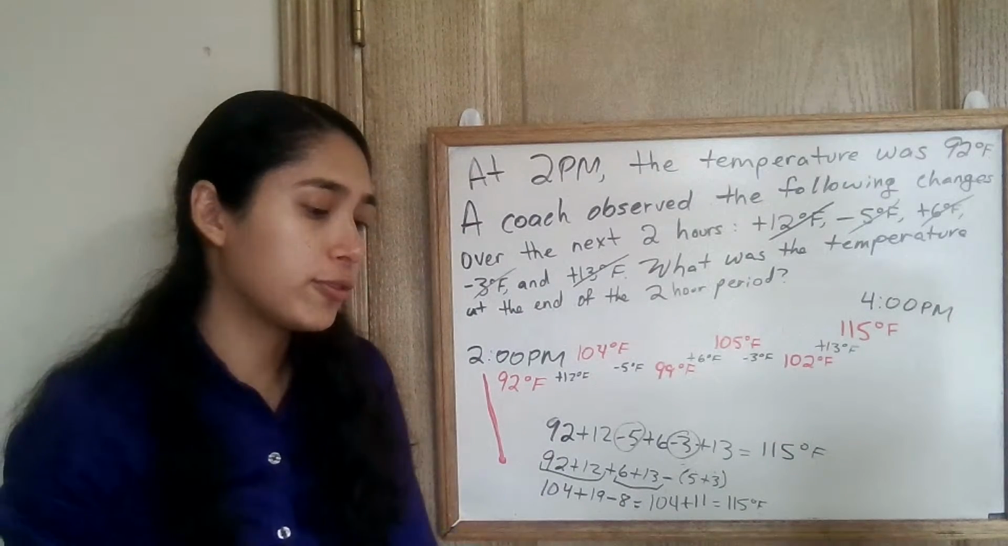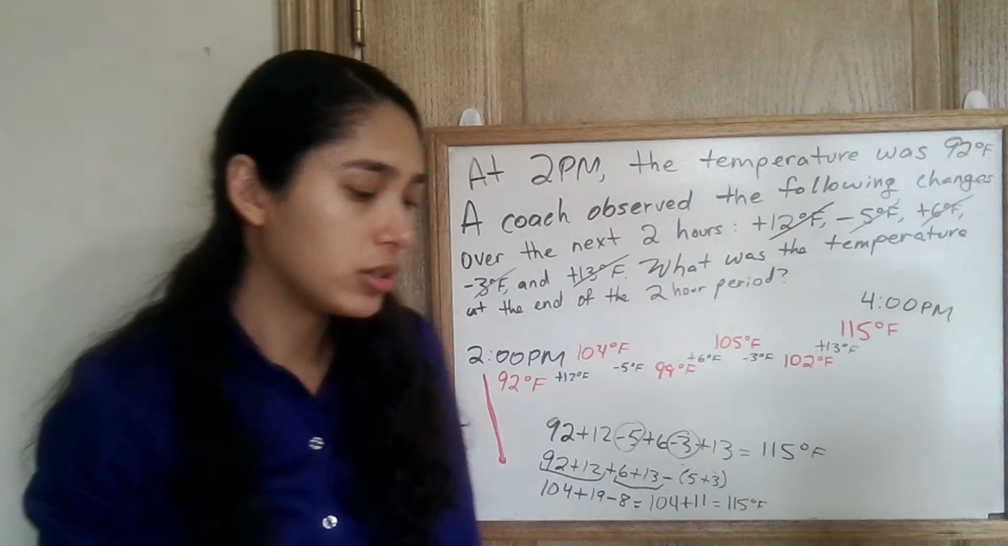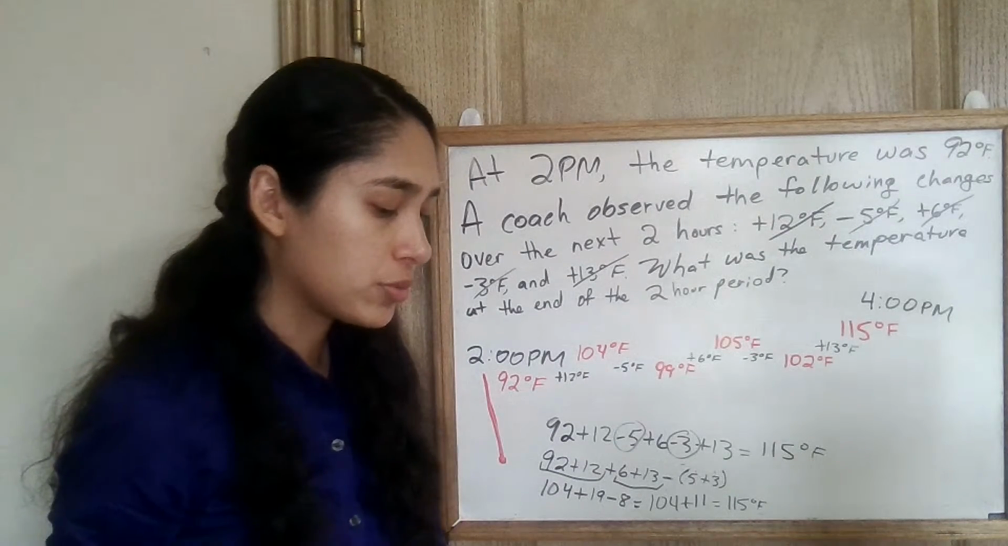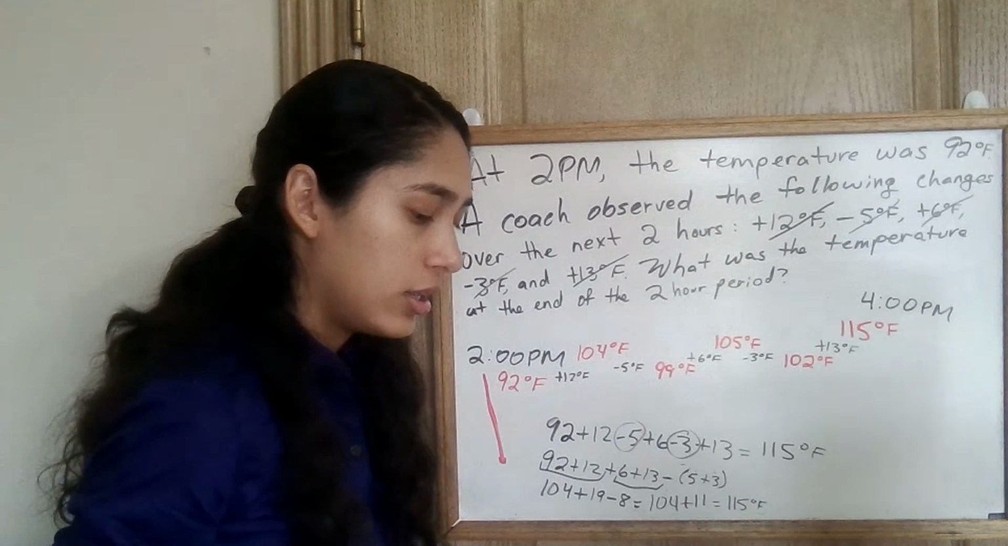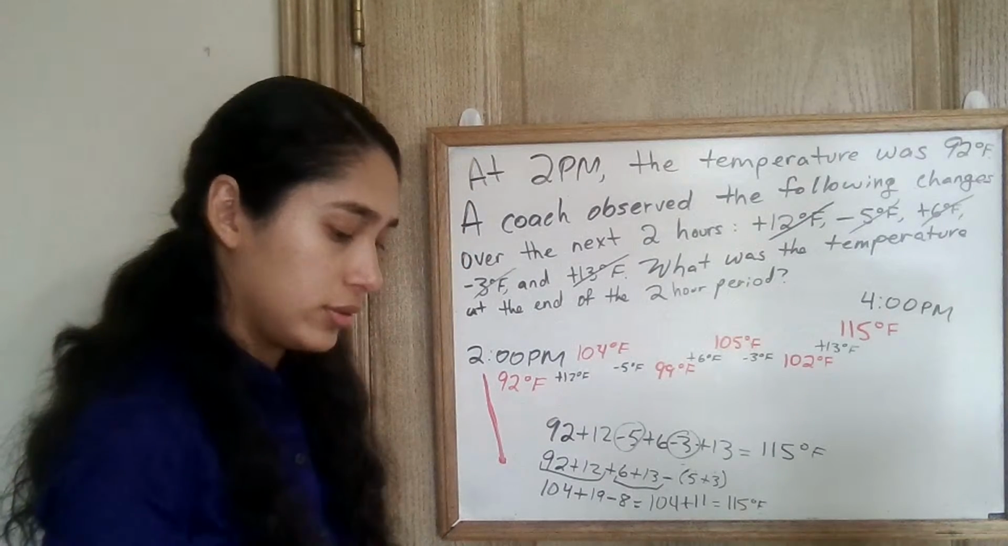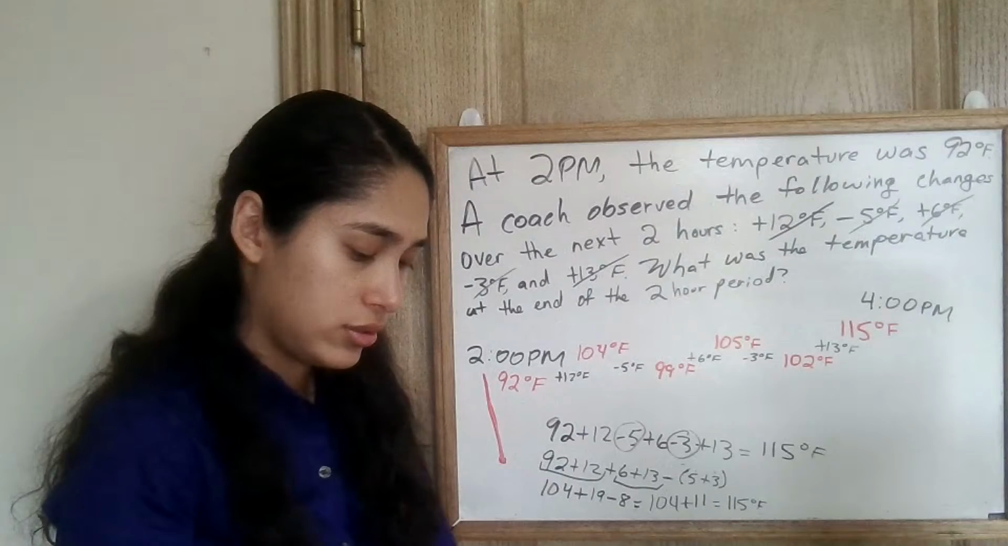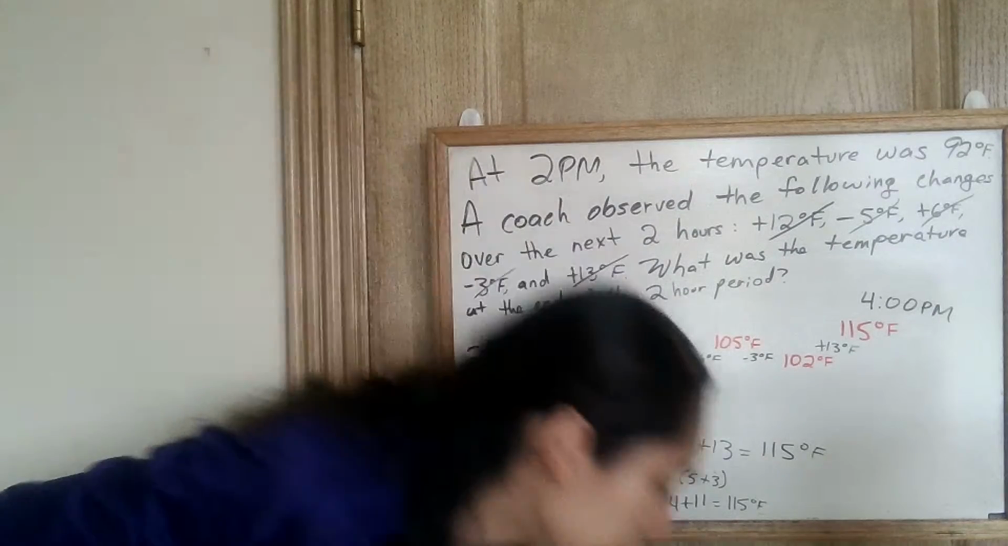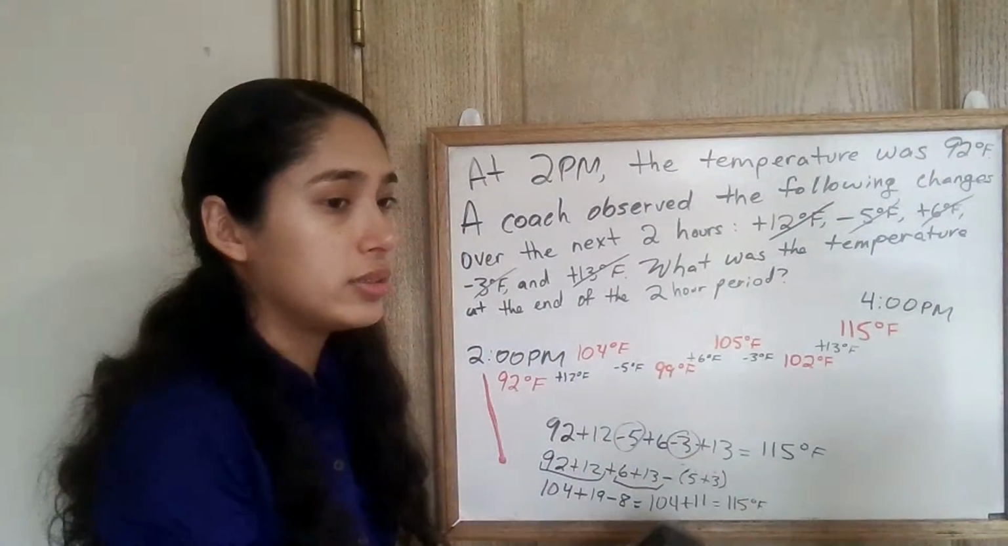Okay, so that's it for number lines. We're going to be moving on into other algebra basics like multiplying and dividing signs of numbers. So let me go ahead and erase.